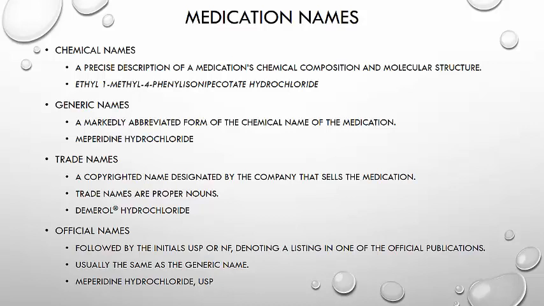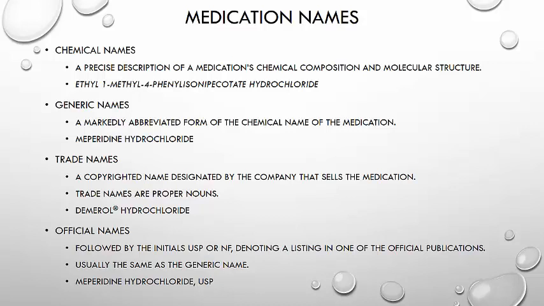Your generic names, this is an abbreviated form of the chemical name, and it is actually selected by the United States Adopted Names Council that makes the generic name for the drug. It's also important to note that it is not going to be capitalized. Now for the trade name, this is chosen by the manufacturer of the drug. It will always be capitalized, and it is actually protected by a copyright, and it is considered to be a proper noun.